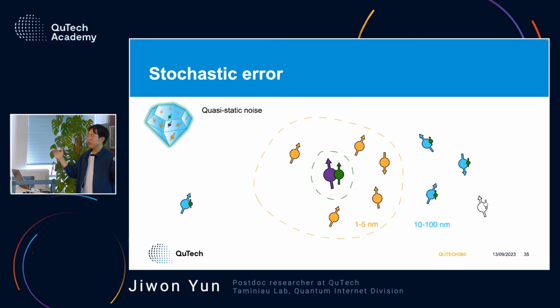So when you do a single run of measurement, the quasi-static noise can be assumed to be static, so it can be assumed to be constant. For example, where does this come from? These come from single spins in your environment.